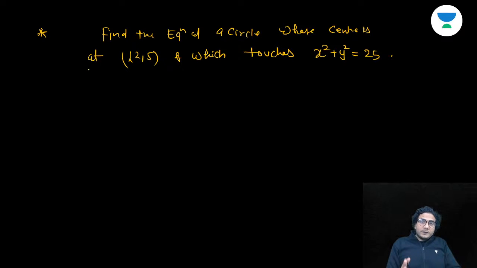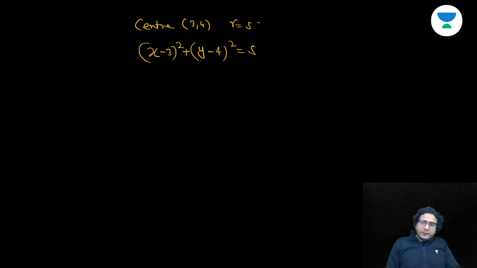Now this is the question which you need to do by yourself. To write the equation of a circle, let me again repeat, you need the center. If the center is, say, suppose 3,4 and radius is 5, then the equation of the circle is x minus 3 the whole square plus y minus 4 the whole square is equal to 5 square. Is that okay? I think this is clear now.